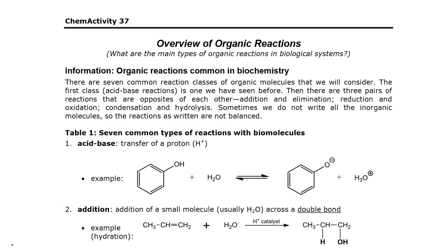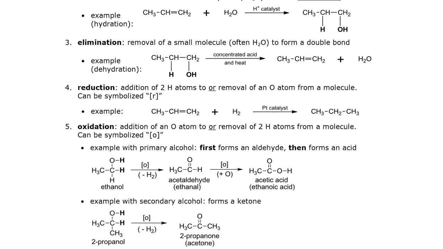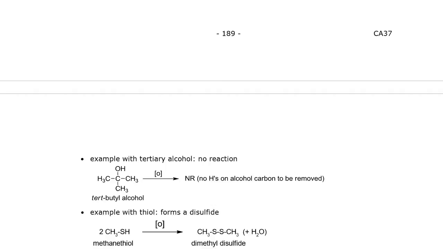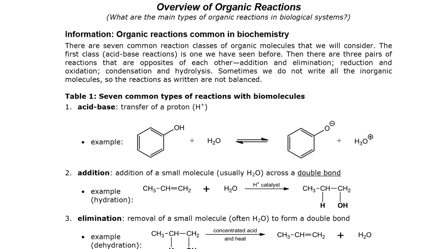This activity is an application activity. It starts off by giving 7 types of organic reactions, 7 classes of reactions. One of these we have seen before, the acid-base reaction. The acid-base reaction is the transfer of a proton, also known as a hydrogen ion. The other ones are new, and as it says here in the information section, they are in pairs.